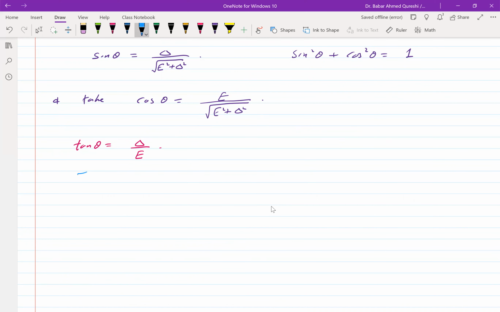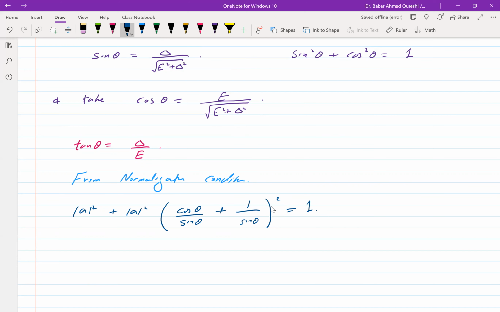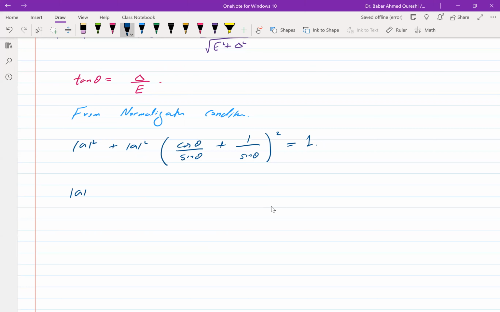So I get, from the normalization condition, |A|^2 plus |A|^2 sine theta whole square is equal to 1. And this gives me sine theta, 1 minus cosine theta over 1 plus cosine theta whole square is 1, and that gives me tangent square theta by 2.